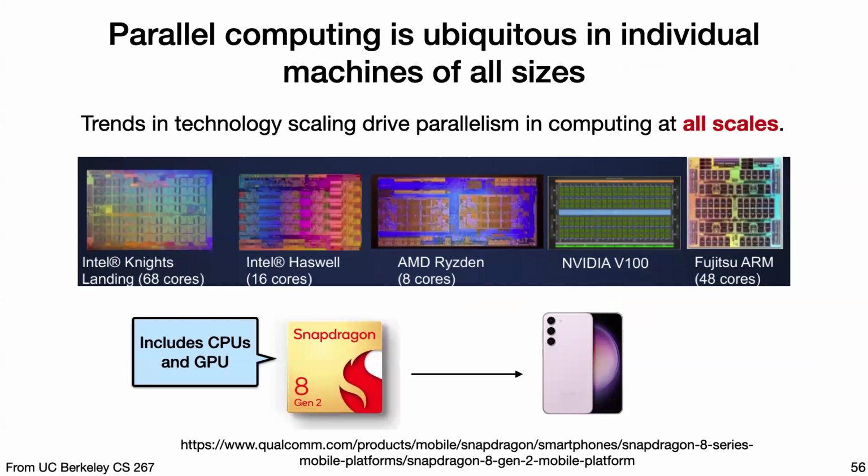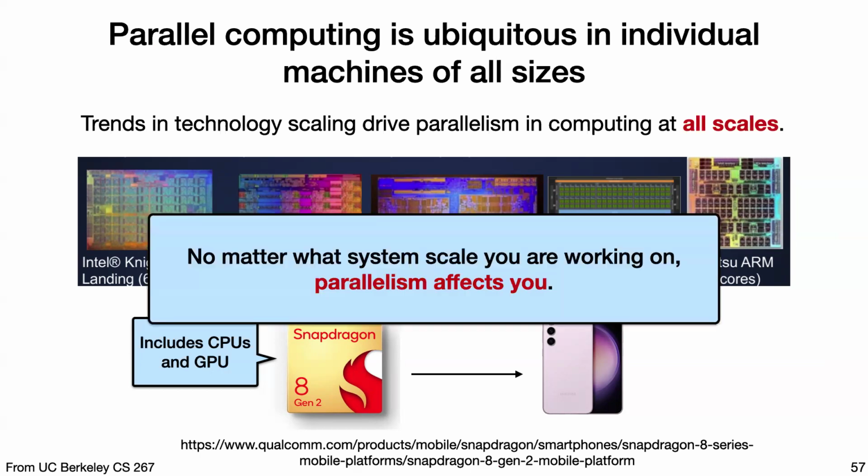So parallelism is everywhere. This is a phone chip. In CPUs and GPUs you can scale up. These are not huge cores, but these are phone chips, with 8 cores, 48 cores, and all the way on the other side there are huge distributed machines like right here. The entire point is that no matter what scale you're on, your phone or your supercomputer, you need to care about parallelism.